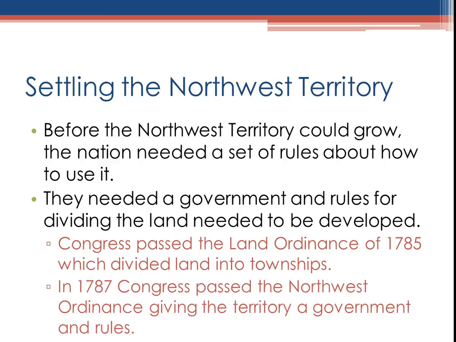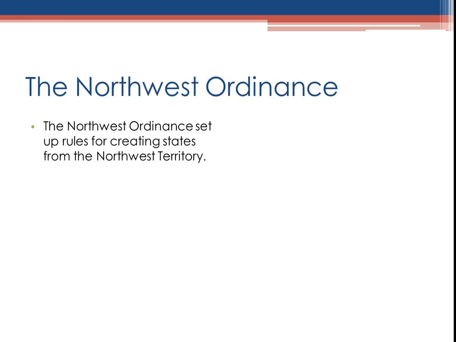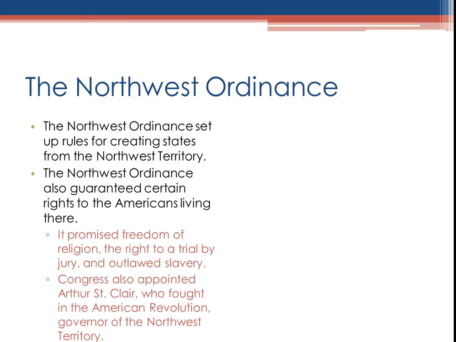In 1787, Congress passed the Northwest Ordinance, giving the territory a government and rules. So the Land Ordinance organized the land. Now they needed rules and laws, and that's what the Northwest Ordinance would do. The Northwest Ordinance set up rules for creating states from the Northwest Territory. It also guaranteed the rights of the Americans that were living there. It promised the freedom of religion, the right to a trial by jury, and it outlawed slavery. Slavery was illegal in the Northwest Territory.